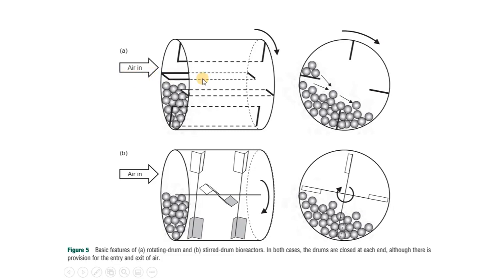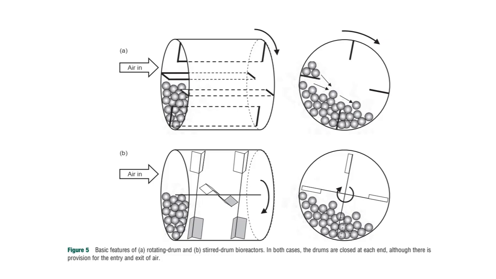So air passes inside and comes outside. And the second one has a center shaft attached. A shaft is attached with baffles, or a type of rotating paddles. These paddles are attached to the shaft, and the shaft is rotating because it is attached to the motor. So if it is rotating, it will automatically mix the contents.